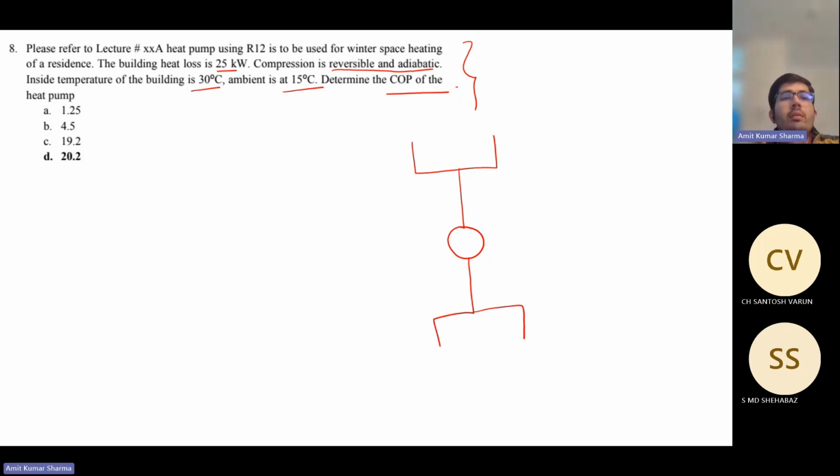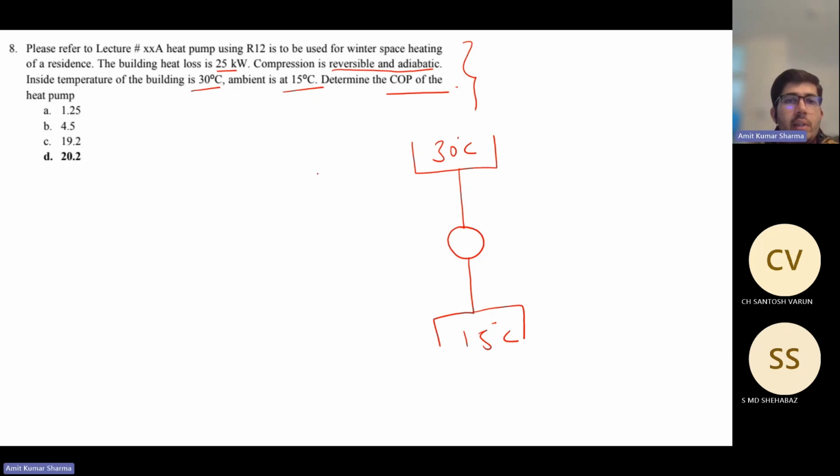we have been given the inside temperature of 30 degrees centigrade, and suppose ambient is 15 degrees centigrade. So winter space heating of a residence, the building heat loss is 25 kilowatts. Compression is reversible and adiabatic. Inside temperature of the building is 30 degrees, ambient is 15 degrees.